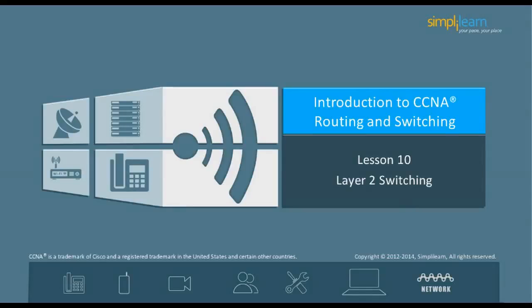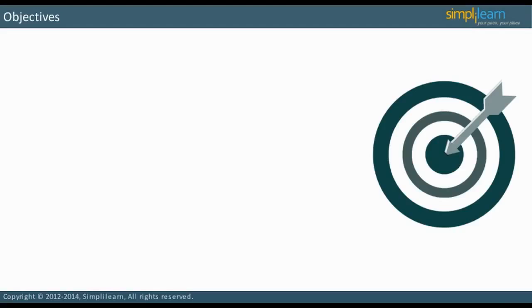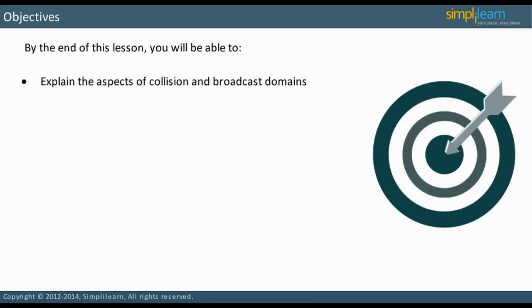The previous lesson focused on managing Cisco devices. This lesson focuses on Layer 2 switching. Let us begin with the objectives of the lesson in the next slide. By the end of this lesson, you will be able to explain the aspects of collision and broadcast domains, explain switch management, configure and verify port security.